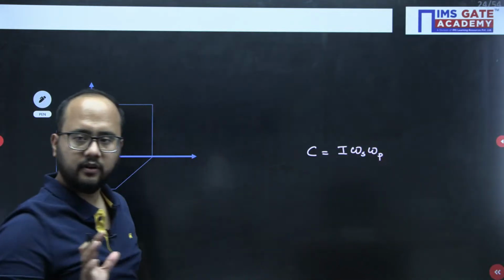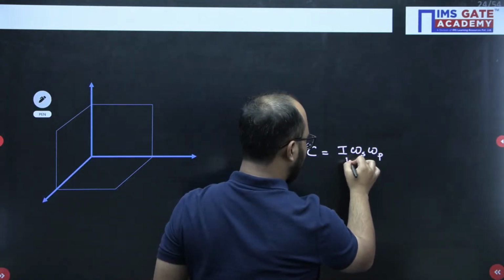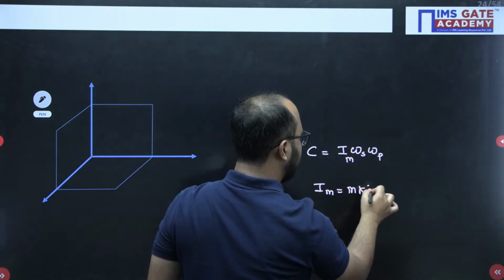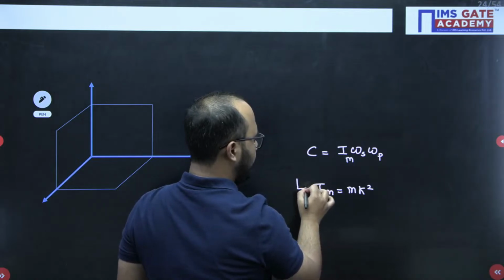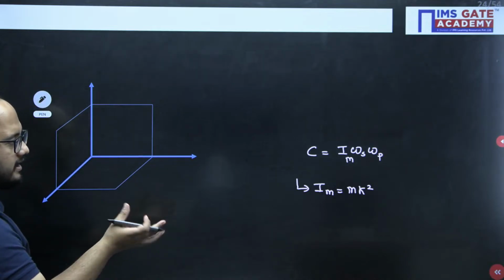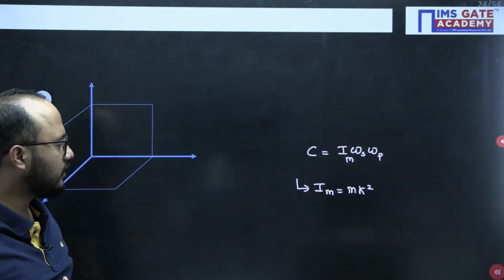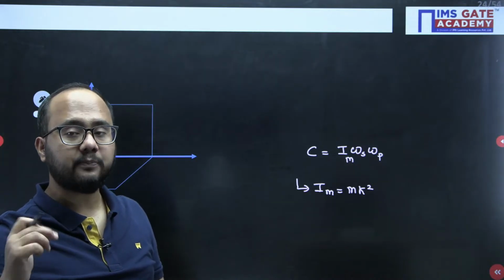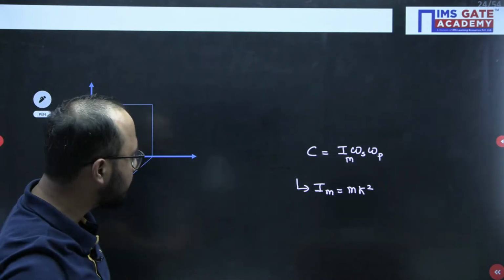I is the mass moment of inertia value, which can be calculated using m into k square. K is the radius of gyration. Omega s is the rotation of your particular disk or whatever thing you have, or shaft. But omega p is the precession velocity. What is that precession velocity? Please try to understand.